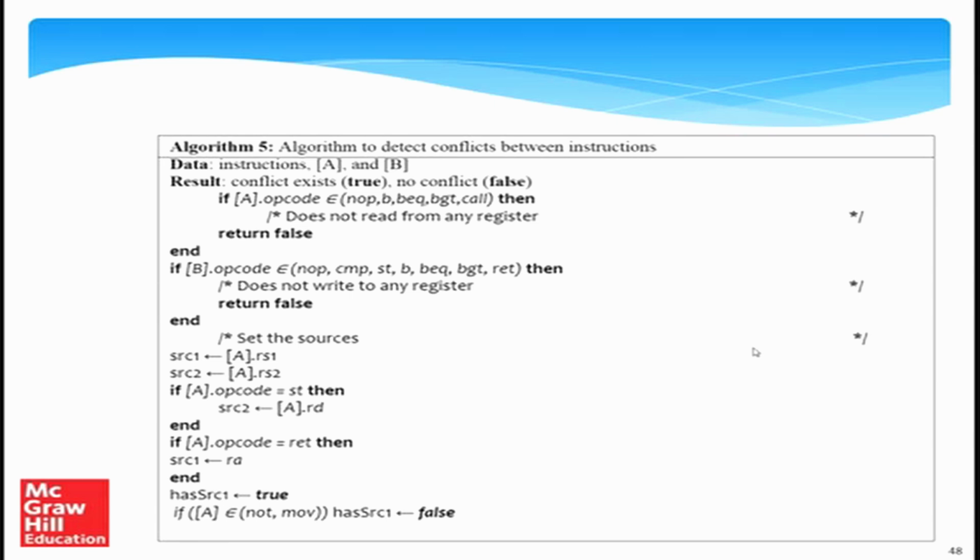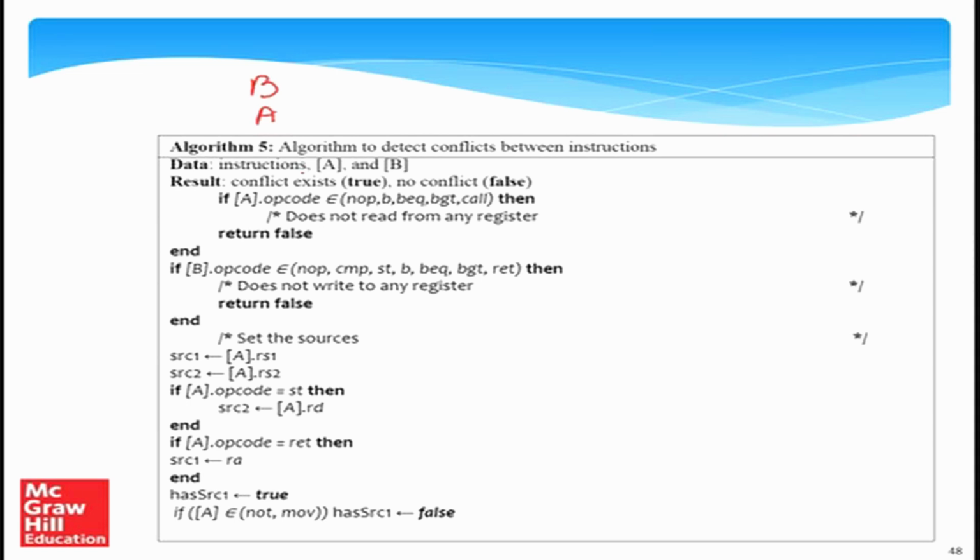So let's consider instructions A and B, where instruction B is the instruction which comes first and instruction A comes later. So the result is, if a conflict exists, if there's a read after write kind of dependence, then we return true, otherwise we return false.